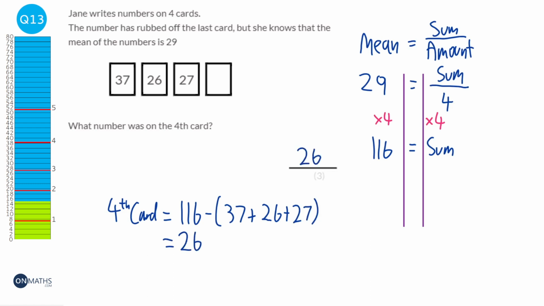Now you can easily check this by adding up 37, 26, 27 and 26 again, and then dividing it by 4, and you will get 29.